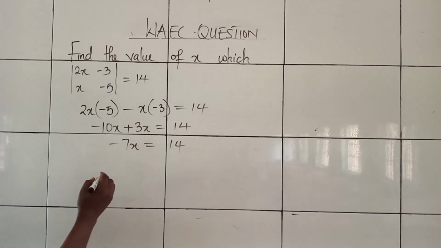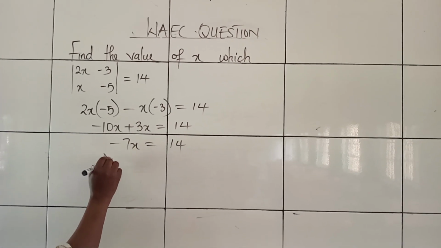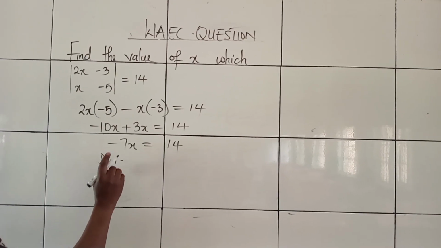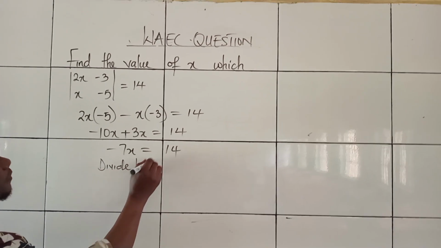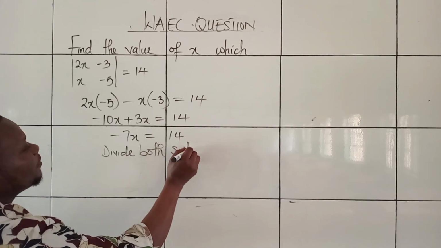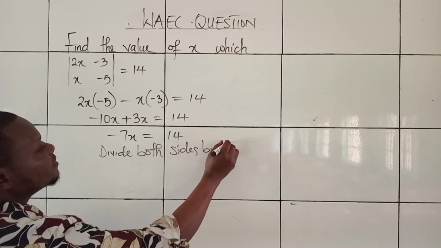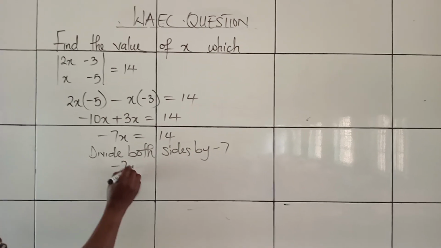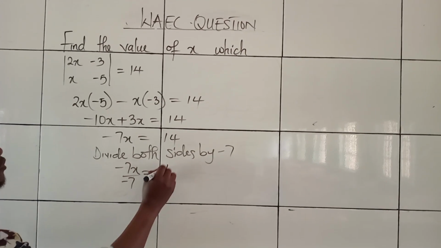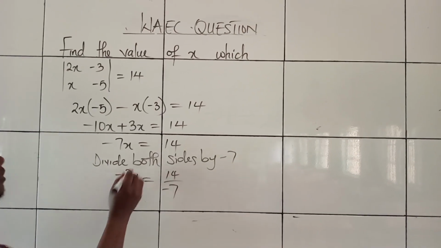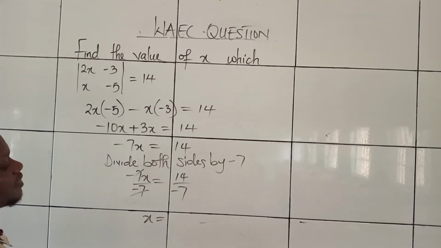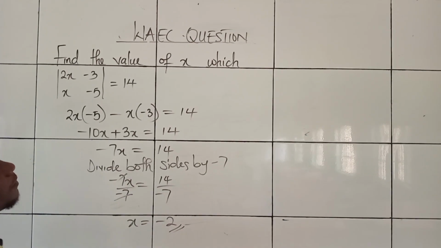So from here, we divide both sides by minus 7. So we have minus 7x all over minus 7 equals 14 all over minus 7. So x equals 14 divided by minus 7, which will give us minus 2.